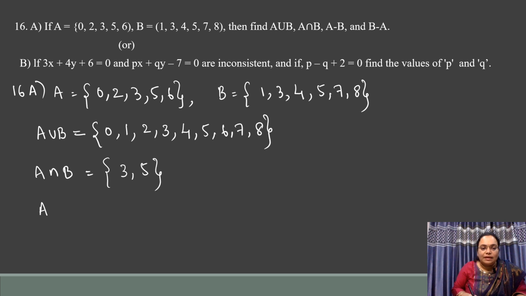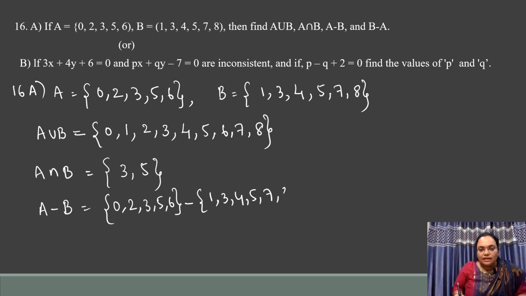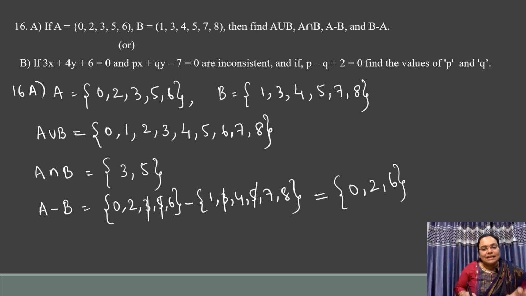So what is A minus B? 0, 2, 3, 5, 6 minus 1, 3, 4, 5, 7, 8. Okay. So what are the common elements? 3 is common, cancel it. 5 is common, cancel. Okay. And then you need to take only the elements of A, which is 0, 2, 6. That is A minus B.